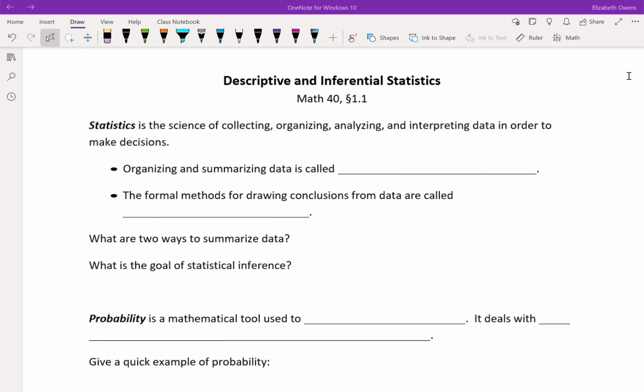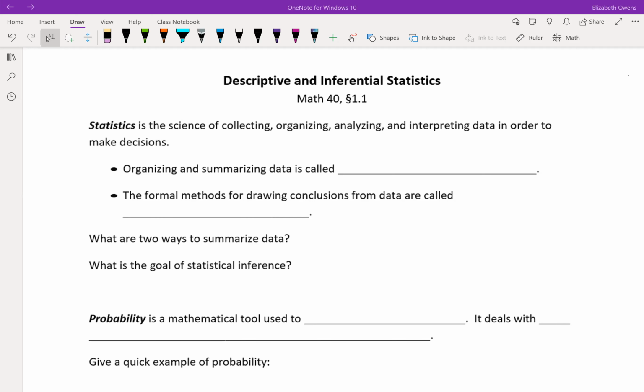This is section 1.1 on descriptive and inferential statistics. So, here we're going to lay out some of the vocabulary words that we're going to be using all semester. So, a lot of vocab here. You might need to make some flashcards or a little Quizlet or something for this section and this chapter just to really make sure you've got this vocabulary down because it's going to help you communicate about the class all semester.